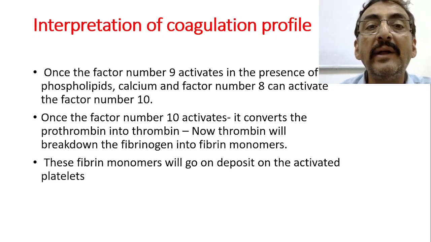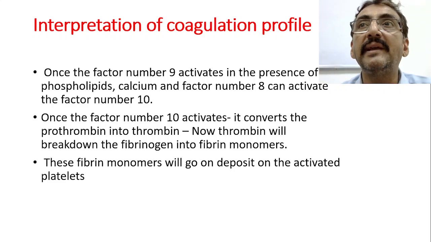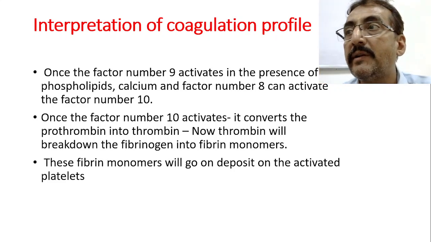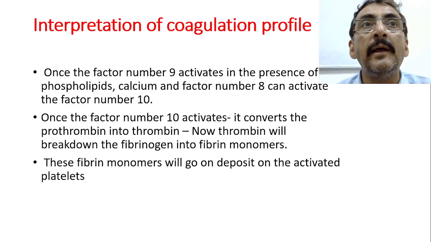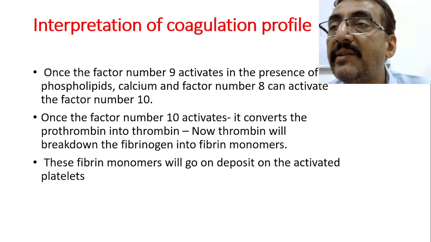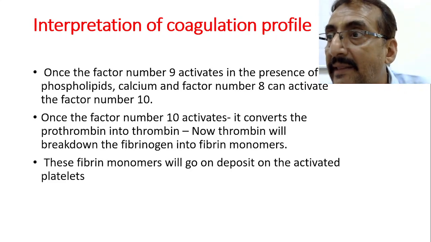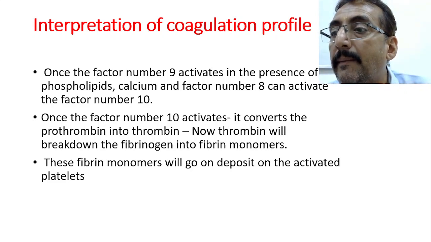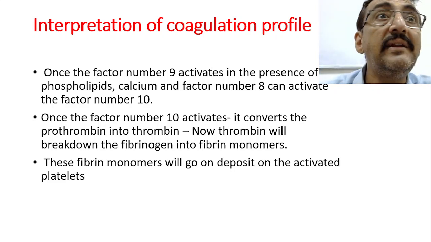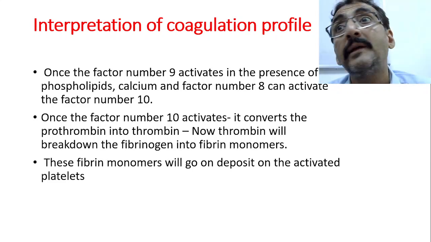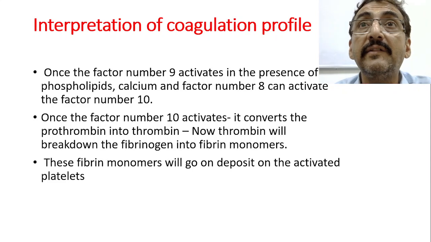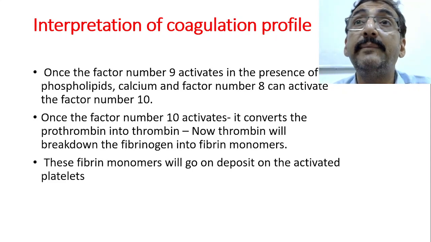One thing is very important, that is the presence of calcium. For the proper running of the intrinsic pathway, calcium ion is very, very important. As long as calcium ion is present in the blood, it will cause the coagulation. If there is less calcium ion, then coagulation is also affected, because factor number 8 activation requires calcium. So it plays a very major role.